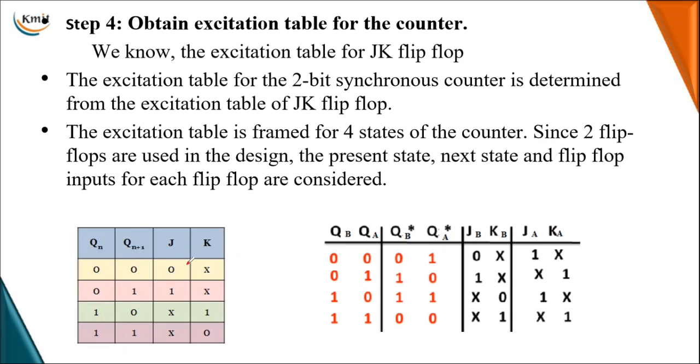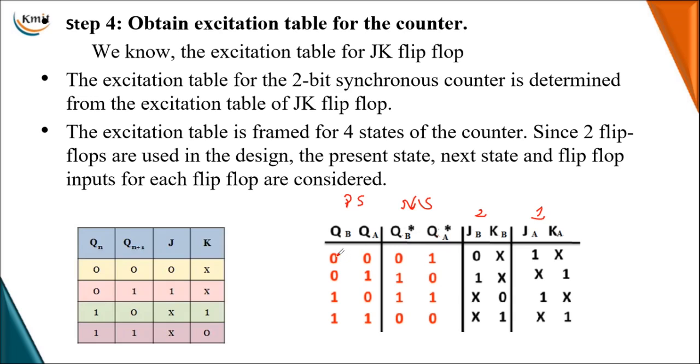Now, upon drawing the state diagram, next we draw the excitation table using the excitation table of the given flip-flop. The JK flip-flop excitation table is given here: 0 to 0 is 0, don't care; 0 to 1 is 1, don't care; 1 to 0 is don't care, 1; 1 to 1 is don't care, 0. Here QB, QA are the present state, and QB star, QA star are the next state. As there are 2 flip-flops, we have 2 outputs. JB, KB are the second flip-flop inputs, and JA, KA are the first flip-flop inputs.